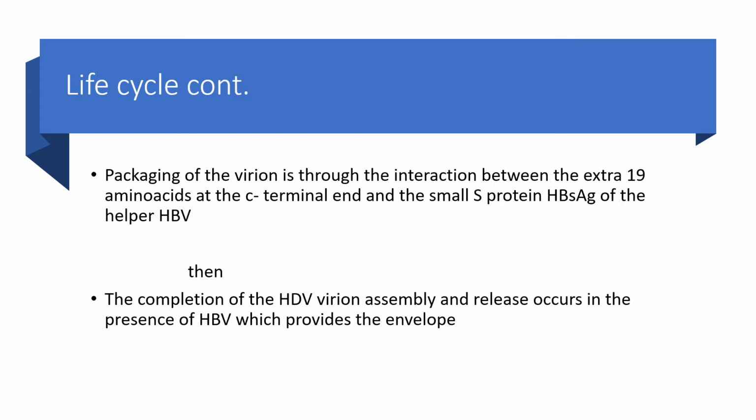Packaging of the virus is through the interaction between the extra 19 amino acids at the C-terminal end and the small S protein, hepatitis B surface antigen of the hepatitis B virus. Then, the completion of the D virus assembly and release will occur in the presence of hepatitis B virus, which provides the envelope. Without hepatitis B virus providing the envelope, there is no complete virus assembly, and there is no release of hepatitis D virus.